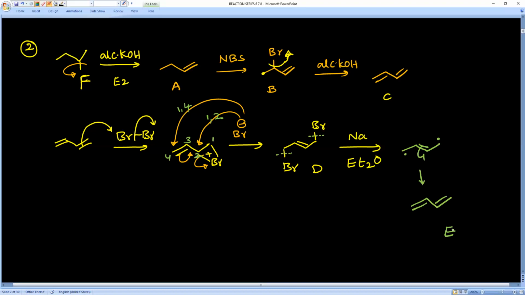Now the question is, what is the IUPAC name of compound E? This is compound E. This is first one, second one, third one, and fourth one. Four carbons are present in the main chain, but more than one double bond, therefore buta. At the 1 and 3 positions double bonds are present, therefore 1,3-diene. This is the IUPAC name of this compound E. Right?